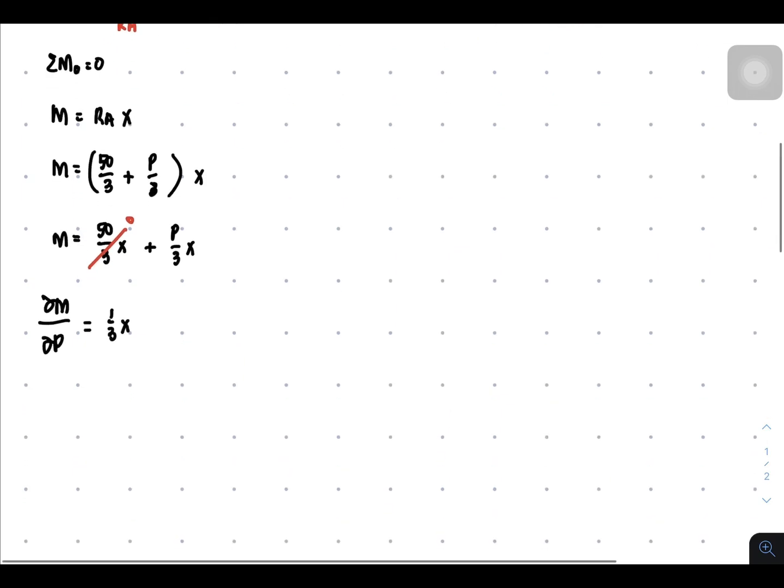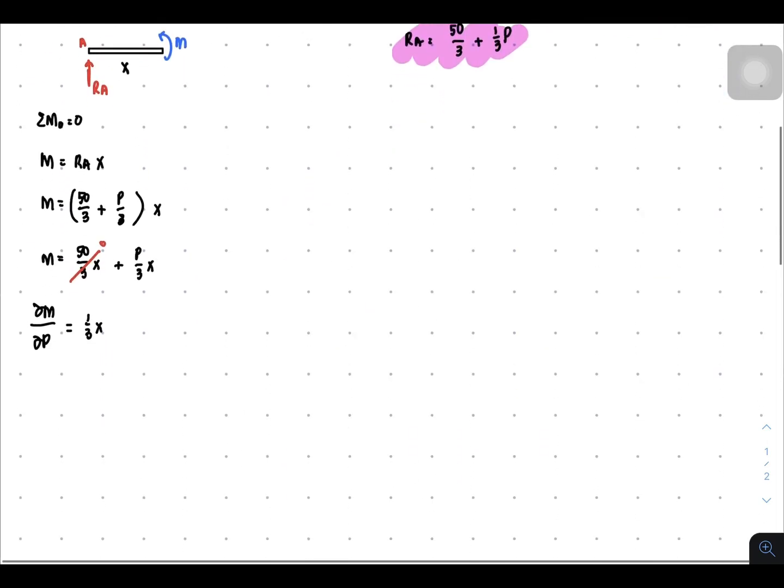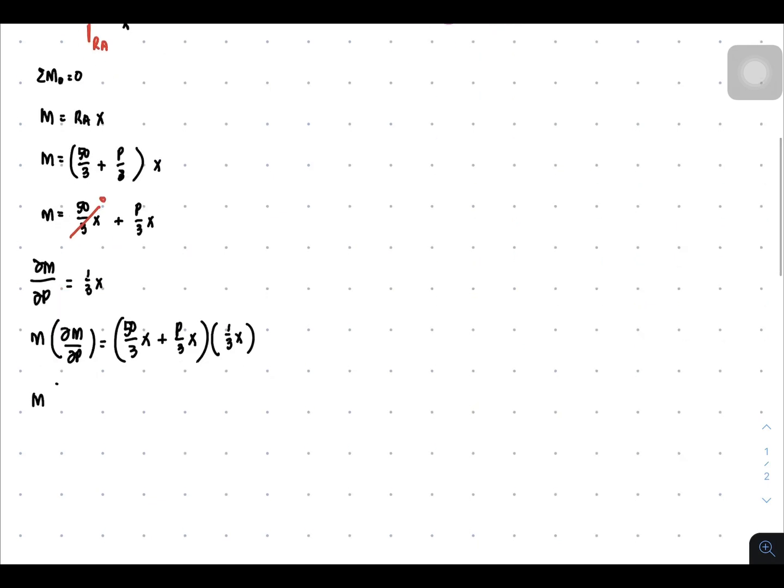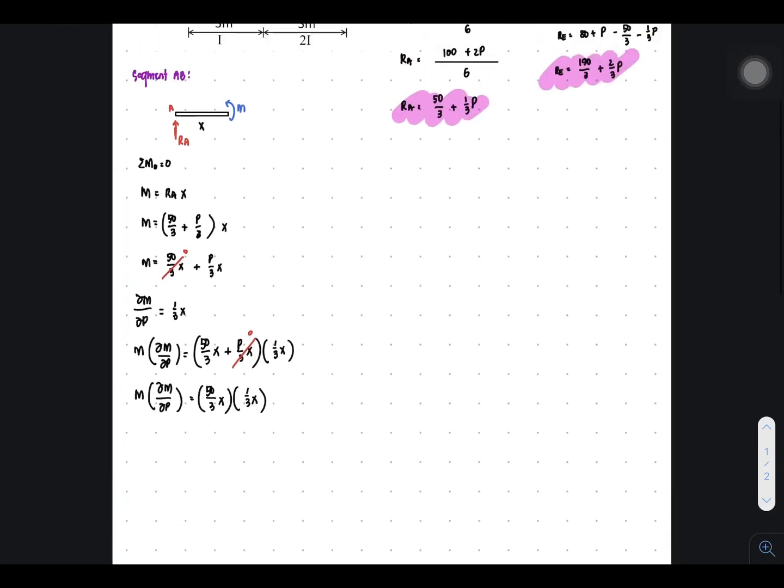So therefore, the product of the two terms is now 50 over 3 x plus P over 3 x, multiplied by 1/3 x. To make it final, we permanently set P to 0. With that, the term would now be 50 over 3 x times 1/3 of x. This is for our segment AB.